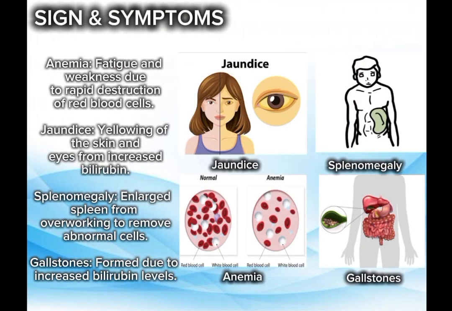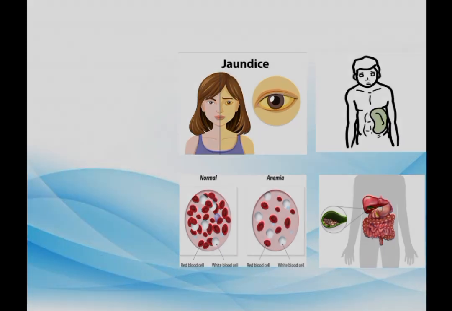Patients with congenital spherocytosis typically experience anemia, which causes fatigue and weakness. They may also have jaundice, leading to yellowing of the skin and eyes due to the increased bilirubin. Another common symptom is splenomegaly, wherein the spleen enlarges because it overworks to remove the abnormal cells. And gallstones can also form due to elevated bilirubin levels.